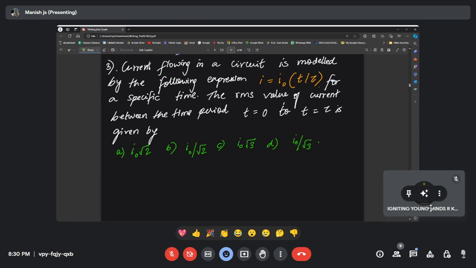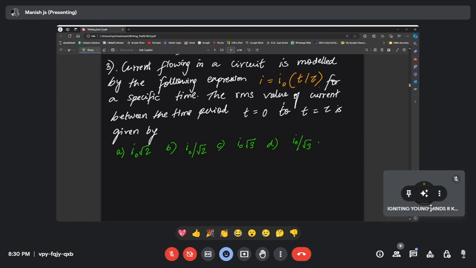Whenever you have a mathematical expression, whenever they say "modeled by", or there is an expression given by, you need to understand that you will have to go for calculus, either differentiation or integration. One of these two has to be done, because they are specifying the limits here from 0 to tau. This is important. So we need to do that.